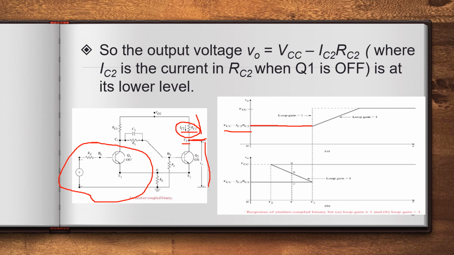The maximum value of output occurs when Q2 is off, with no voltage drop across RC2, and then the output voltage is equivalent to VCC. But now Q2 is conducting, so there is maximum drop across RC2. That's why the output lies at its lower level, and it is equivalent to VCC minus IC2 RC2. So here the output V0 lies at its lower level.